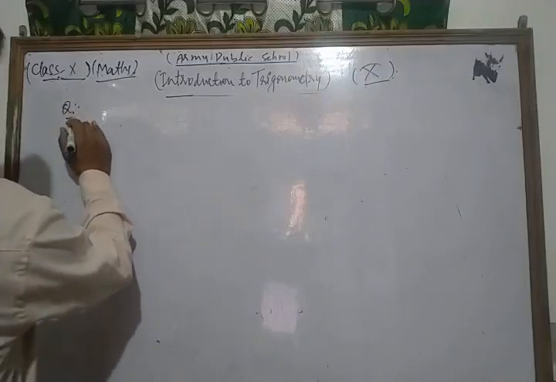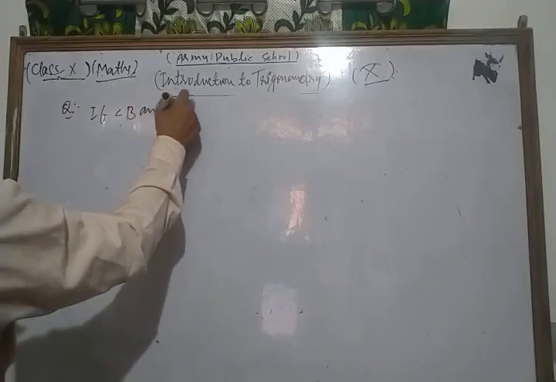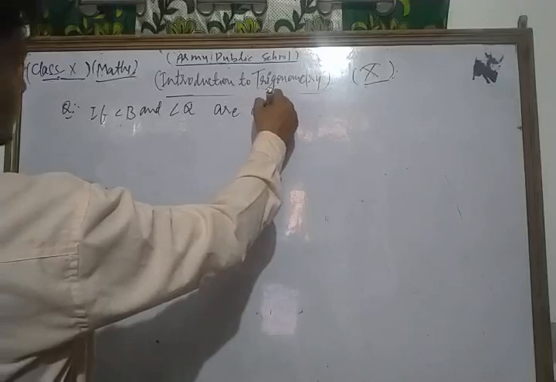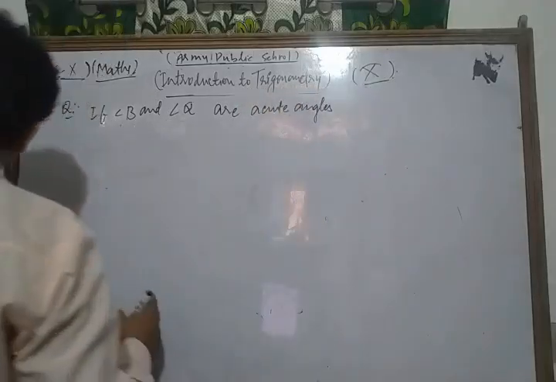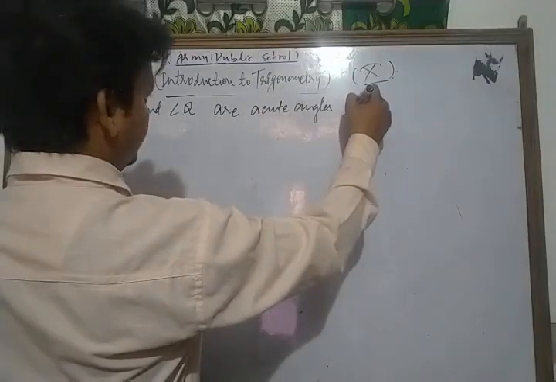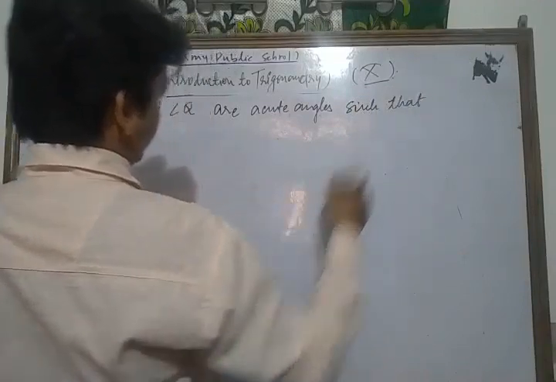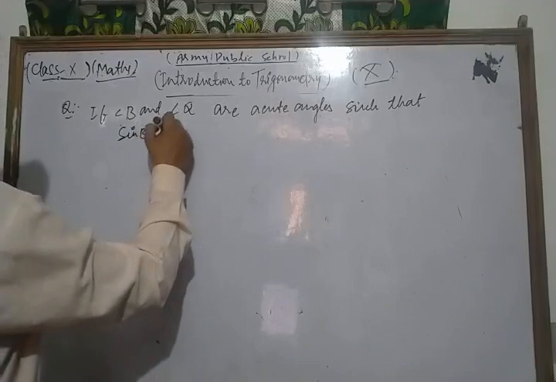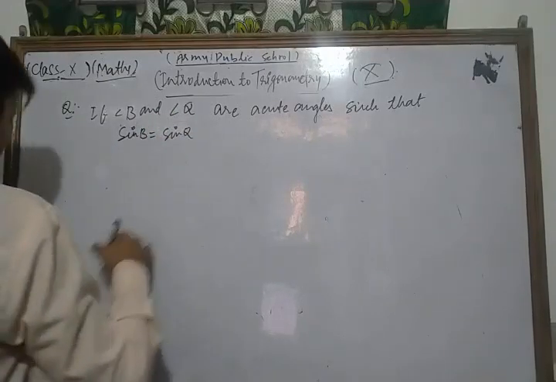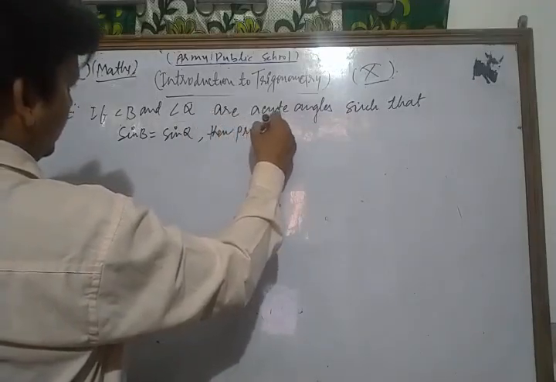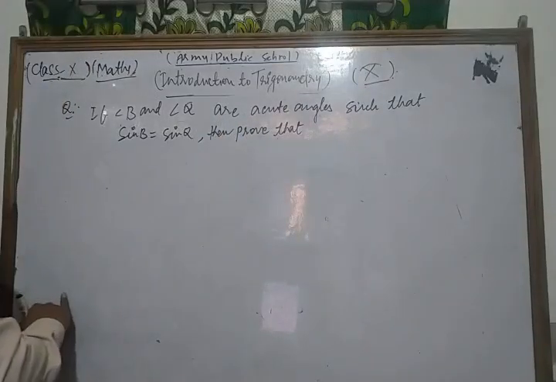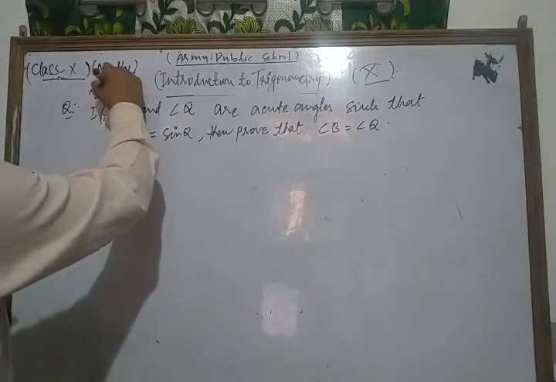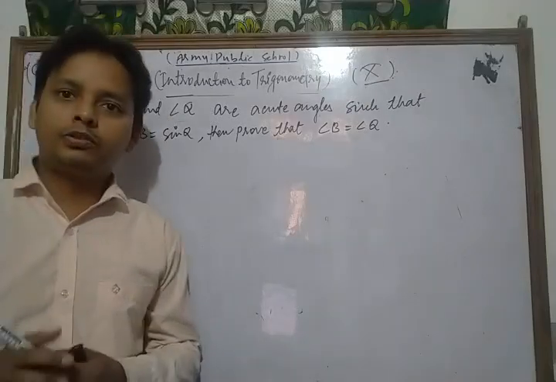if angle B and angle Q are acute angles, such that sin B is equal to sin Q, then prove that angle B is equal to angle Q. This is a very important question related to your topic, your chapter.